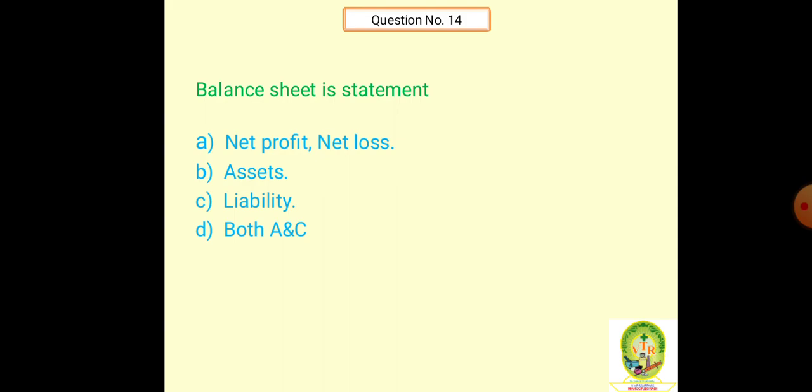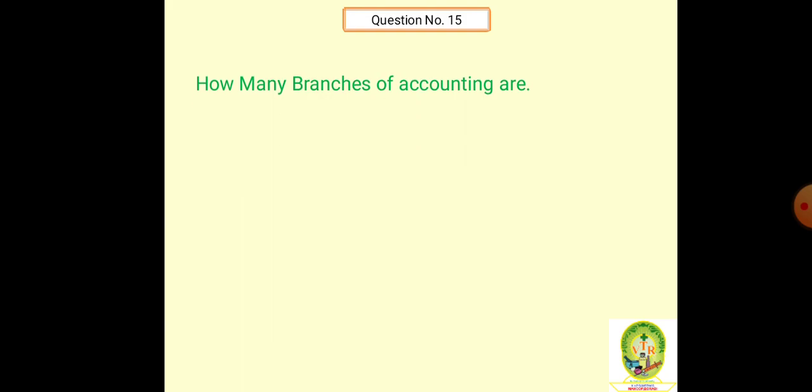Balance sheet is a statement of? Options are A. Net profit, net loss, B. Assets, C. Liability, D. Both A and C. Right answer is D. How many branches of accounting are there? Options are A. 2, B. 3, C. 4, D. 1.